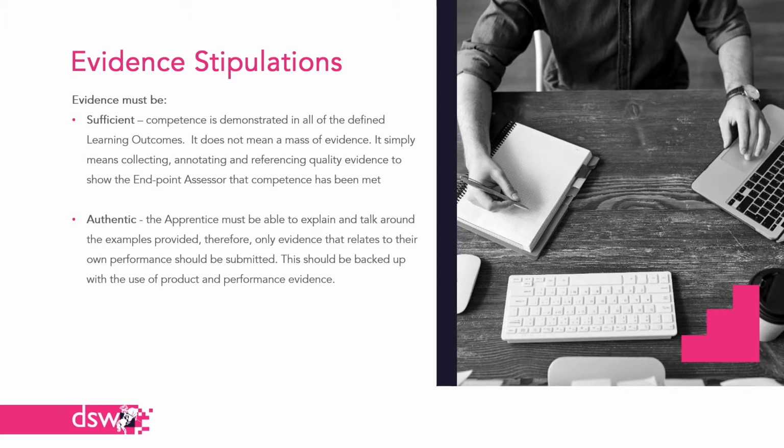Sufficient means that enough evidence must be produced to clearly meet all of the relevant learning outcomes in full. Sufficient does not mean a mass of evidence. It simply means collecting enough quality evidence to demonstrate competence. Authentic evidence means that you must be able to explain and substantiate the evidence put forward. It's important to ensure that only evidence that relates to your own performance is submitted. There's a declaration to be completed at Gateway to confirm that the evidence will be authentic.